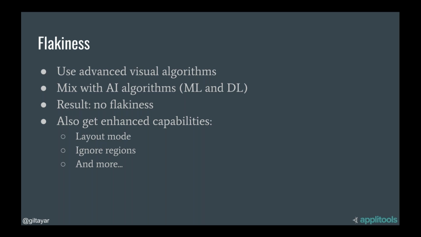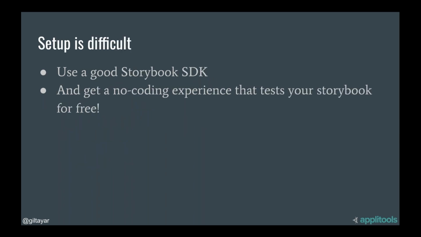So if you get a diff, it's probably a diff that the human eye would notice, like not 1 pixel, but much more. But you also get enhanced capabilities, which I don't want to get into, like layout mode, ignoring regions, etc. What about setup? As I said, use a good Storybook SDK, and then you get a no coding experience. So if you already have a Storybook or you're building one, Applitools has SDKs that enable you to just say, test the Storybook, and you're done, no code, and you've tested all your components.